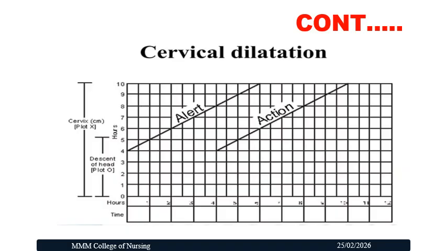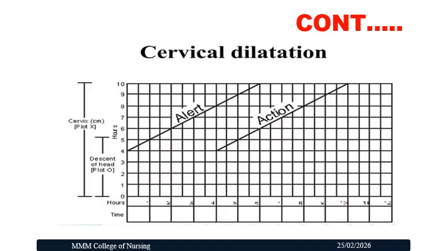So there are 2 components you are supposed to mark here. One is cervical dilatation, another one is descent of the fetal head. So the cervical dilatation, we are supposed to start marking from 4 centimeter and it has to move towards the upward direction. Whereas the descent of the fetal head will come in the downward direction.